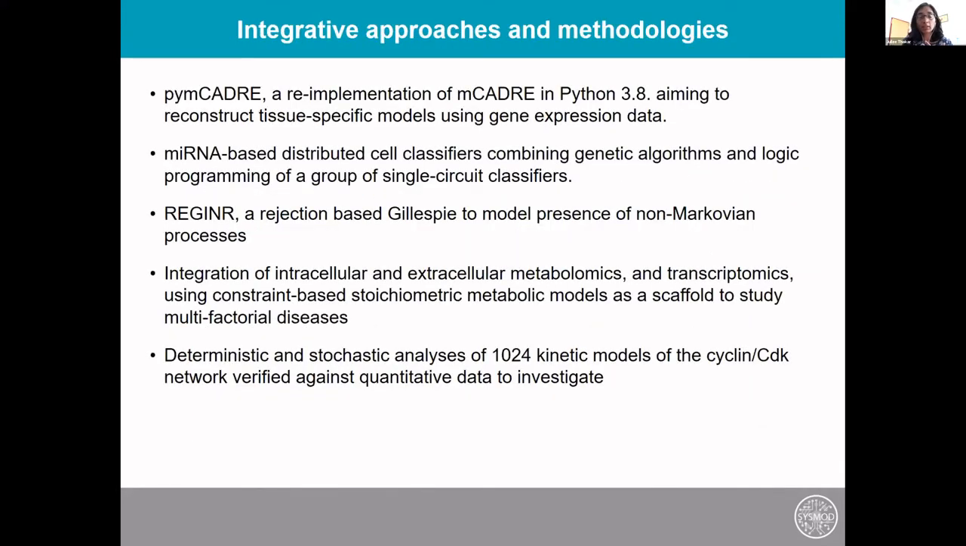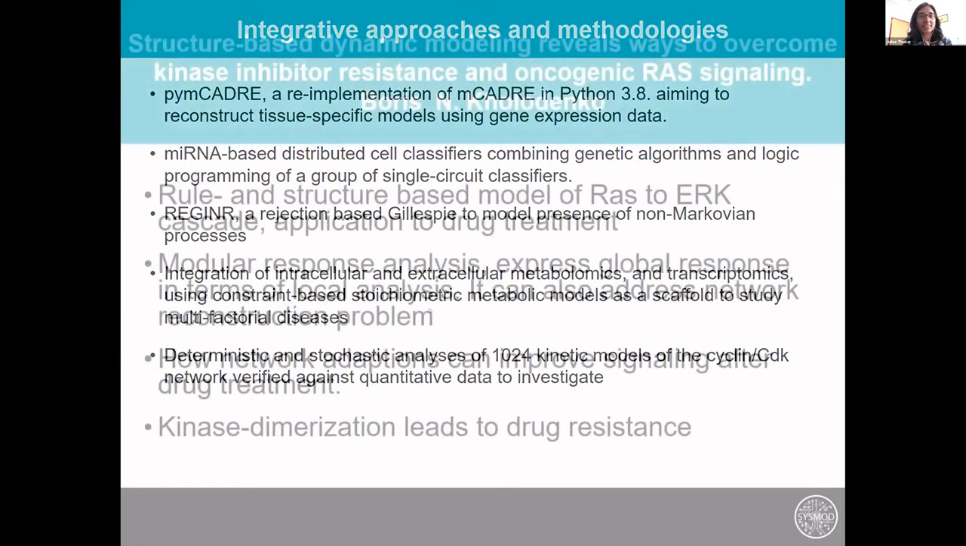That was followed by several exciting talks describing implementation of Enpadro in Python, then a classifier describing mRNA-based logic for grouping the cells. We also heard about a rejection-based Gillespie model, which can model the presence of non-Markovian processes. These are a couple of talks which just happened, so I can skip that.